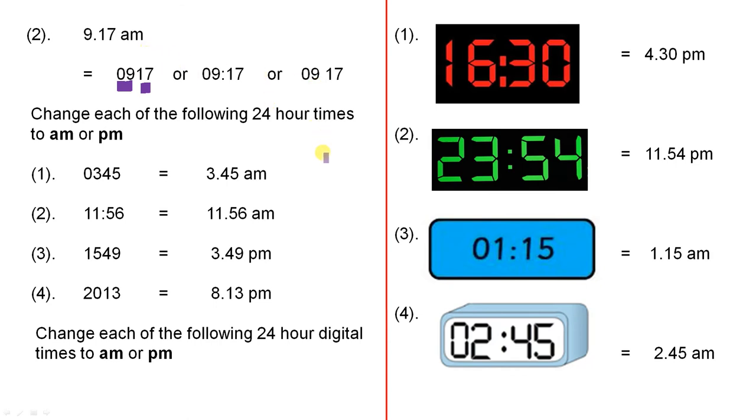Change each of the following 24-hour times to AM or PM. So 03:45. Okay, so this one here, the 0 and the 3 tell us that the time is 3 hours after midnight. So we know it's AM, so it's definitely 3 AM, and the 45 goes there. So it's 3:45 AM.